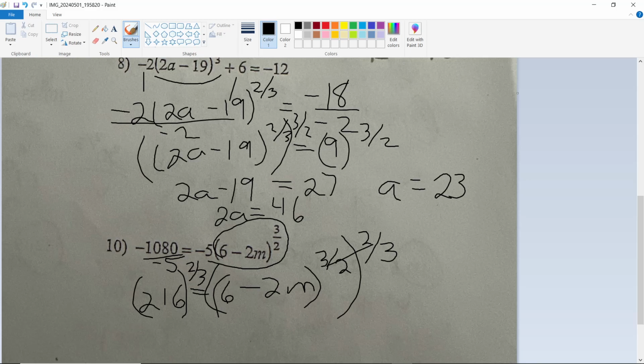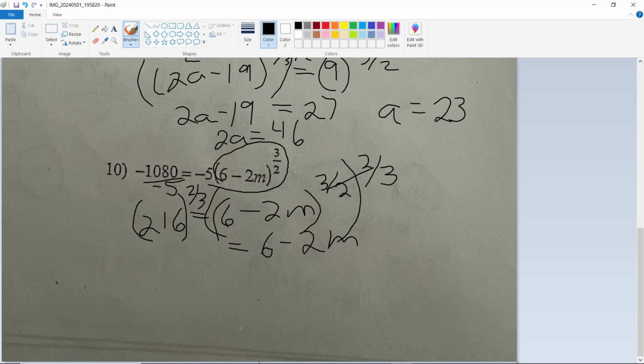Three halves times 2/3 is 1. So this is 6 minus 2m equals the cube root of 216, I believe, is 6. 6 times 6 is 36, and 6 times 36 is 216. Yep, 216. And then 6 squared is 36. So I did the cube root of 216 and then squared the result, equals 6 minus 2m.